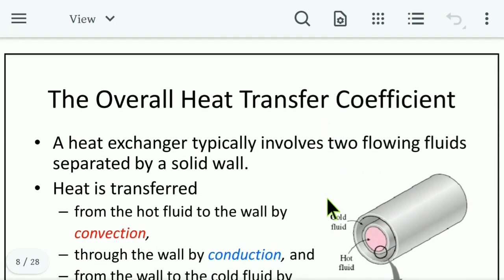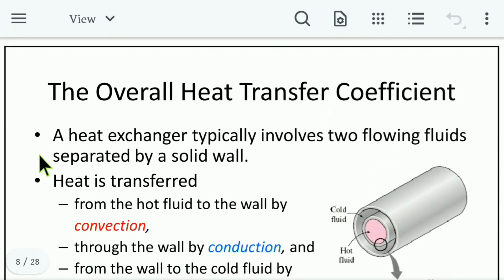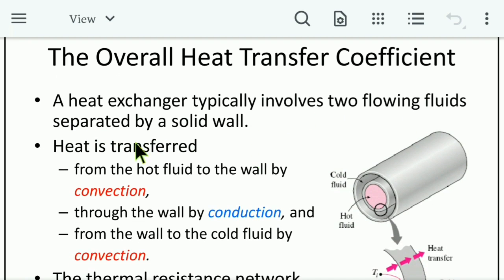The overall heat transfer coefficient. A heat exchanger typically involves two flowing fluids separated by a solid wall. Heat is transferred. Look at this picture. Cold fluid, hot fluid.